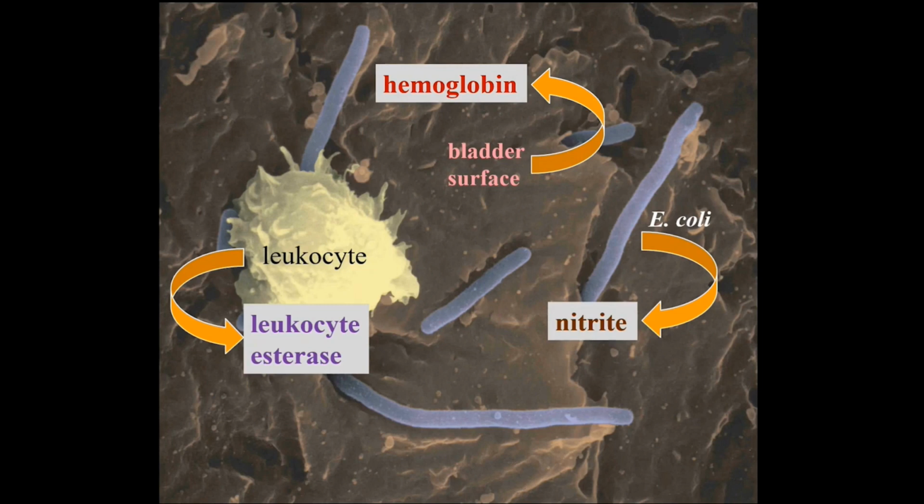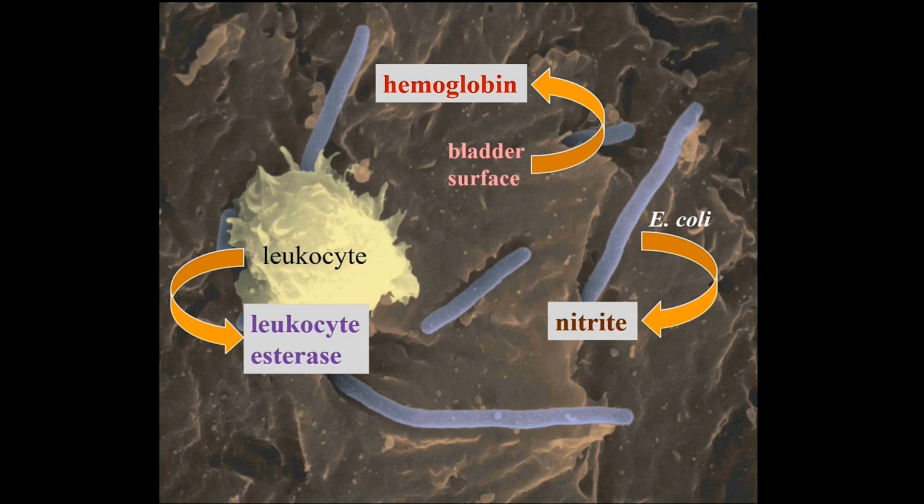So how can we identify what's in the bladder? One way to do this is to use the fact that all of these elements of cystitis can leave behind chemical fingerprints that we can use in a laboratory test. The presence of white blood cells we can identify through an enzyme called leukocyte esterase, which is an enzyme released by these white blood cells.